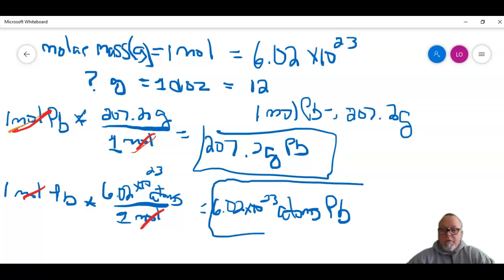That's our answer. Students get pretty confused when we want to go all the way from mass in grams to number of atoms. A gram of hydrogen is going to have a different number of atoms than a gram of lead. So this is a great way to do it. Let's practice some more.